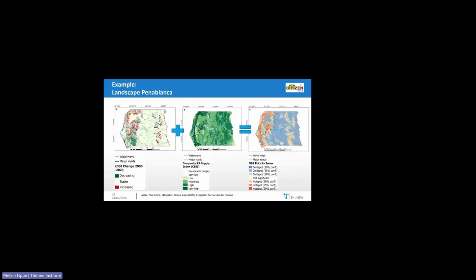So some examples. On the left, you see a map. The study is currently under review in the journal Ecosystem Services by our project staff, Prince Azari. If you have questions, he's also joining the video call today. On the left, you see the map, which is the LDS change map. So it's the land degradation sensitivity index. We compare basically 4 time periods.